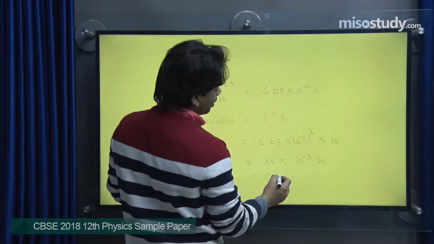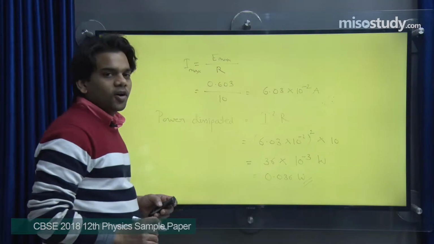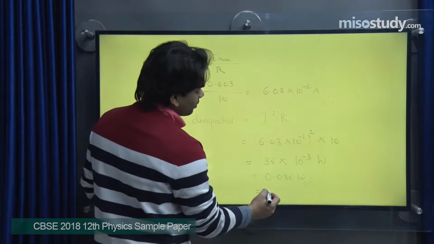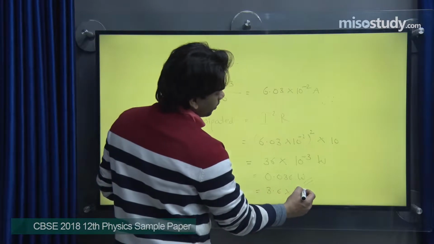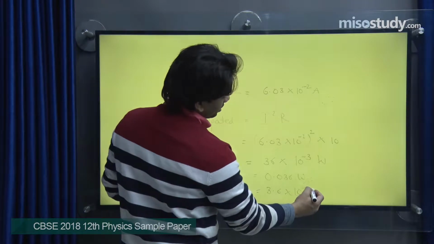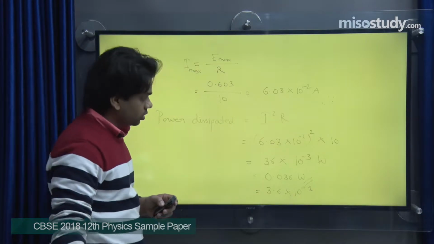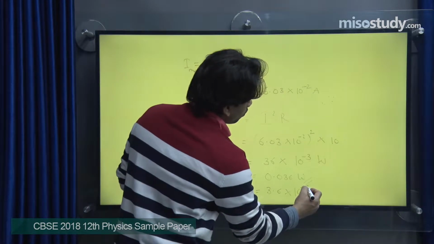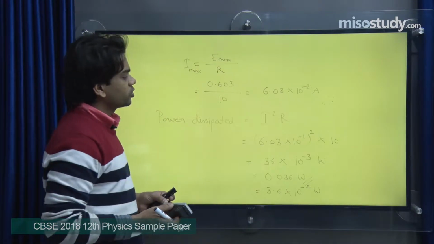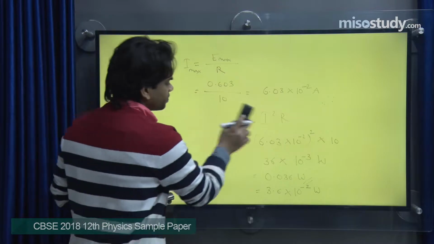This will be 0.036 watt. Or you can even write the answer in proper scientific notation as 3.6 into 10 to the power minus 2 watt. This is what you can do. 3.6 into 10 to the power minus 2 watt. You can also write the same answer in this way. So we got this.